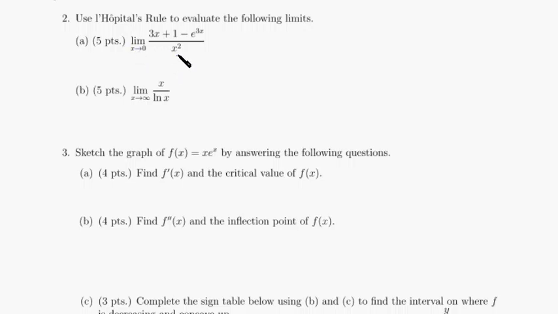As x goes to 0, the denominator goes to 0 because it's 0 squared. In the numerator, if you plug in 0, that's 0 plus 1 minus e to the 0, so 1 minus 1, which goes to 0. The numerator goes to 0 as well. So when you have 0 over 0, we can apply L'Hopital's rule.